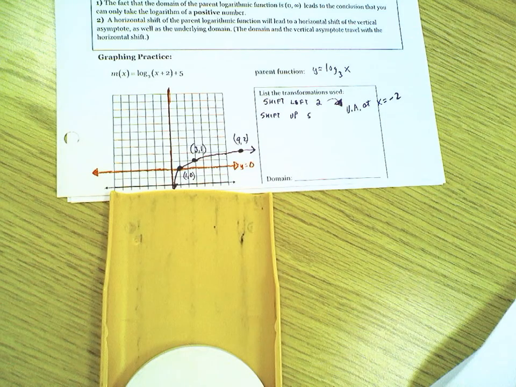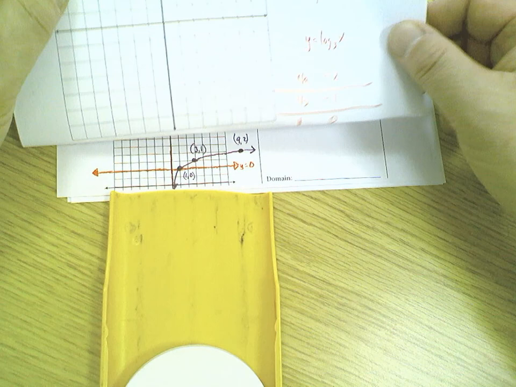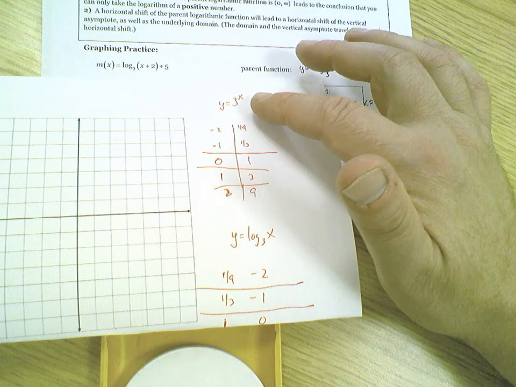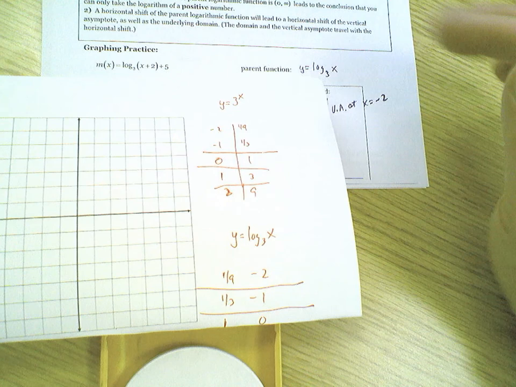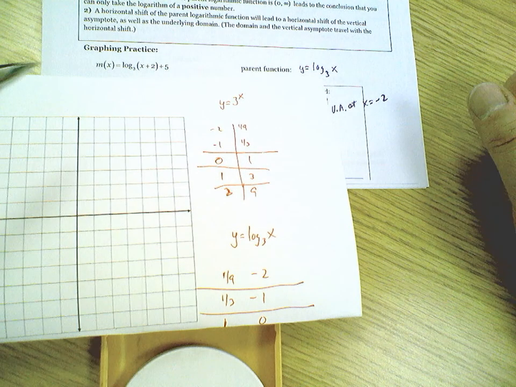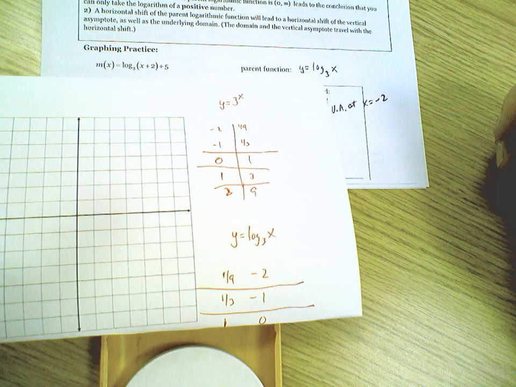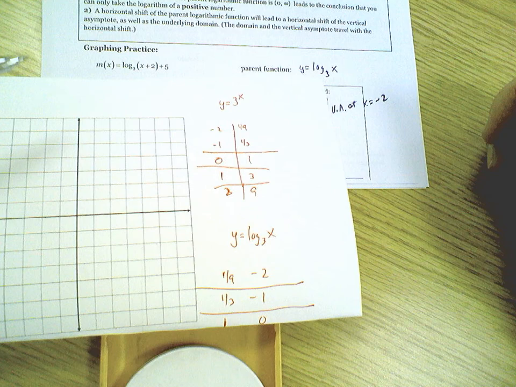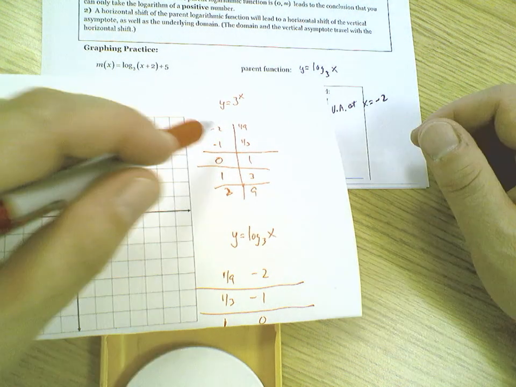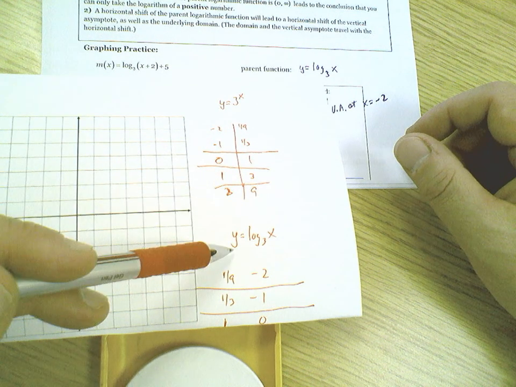That you be really comfortable with some basic table structures. In other words, know some key points of y equals 3 to the x, and I've highlighted some of them: -2, 1/9; -1, 1/3; 0, 1; 1, 3; 2, 9. And we know that log base 3 of x is the inverse of y equals 3 to the x. So to get the points that I would use on my parent function for this problem, y equals log base 3 of x, all I have to do is flip-flop this table.